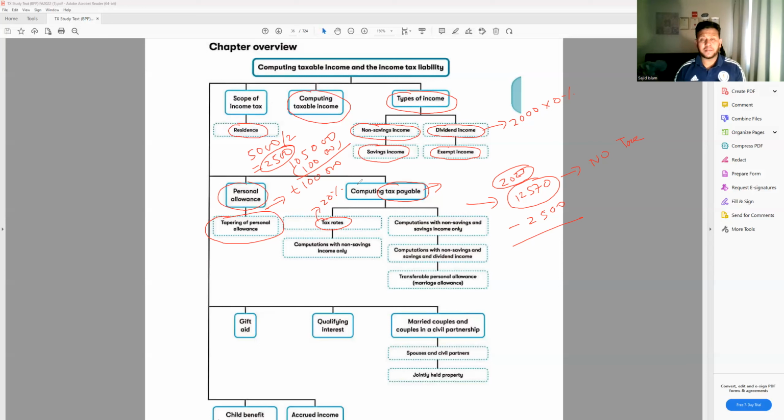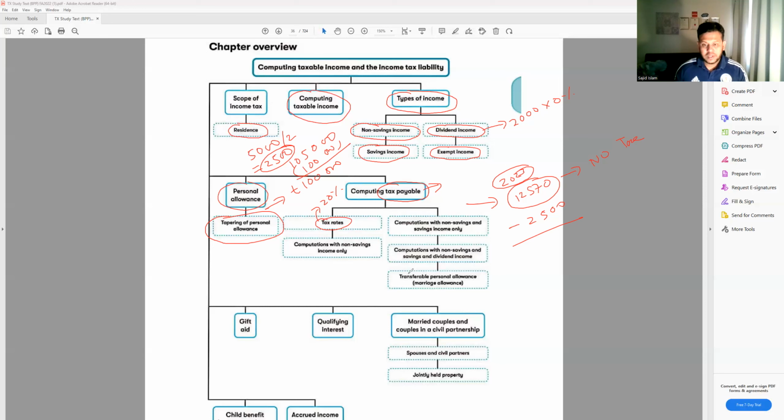We're going to look at everything. For the non-savings, we have some allowance. We're going to look at that, and also for the dividend. So we have a rate for the basic rate taxpayer, one rate for the higher rate taxpayer, and another rate for the additional rate taxpayer. So you have to remember three rates for the taxpayer: basic, higher, and additional.